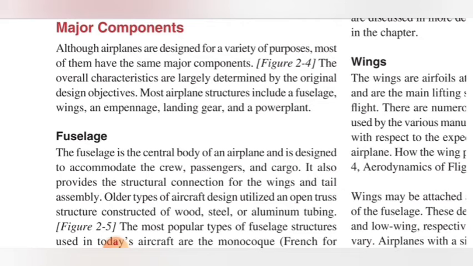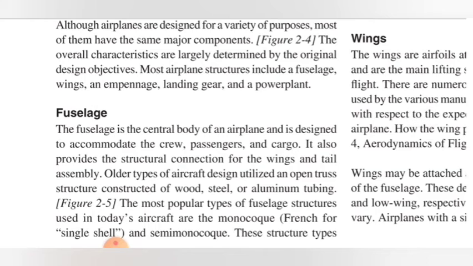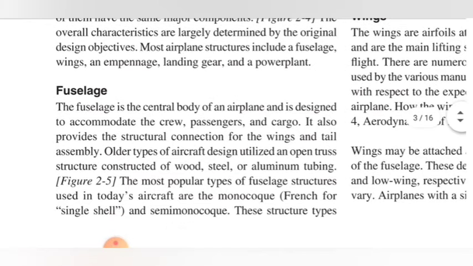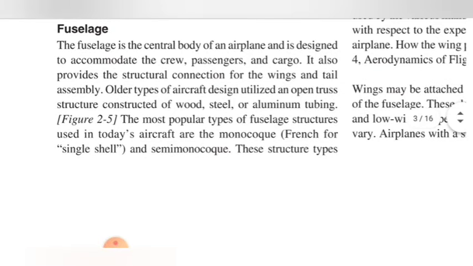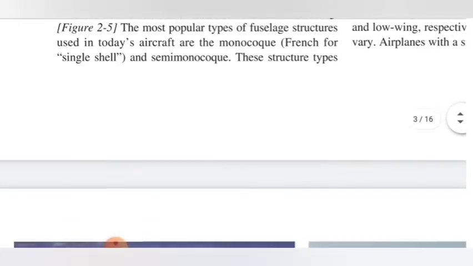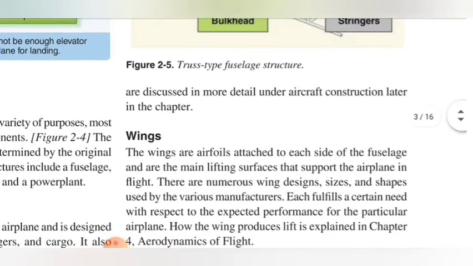According to the Federal Aviation Administration's definitions, the fuselage is the central body of an aeroplane and is designed to accommodate the crew, passengers, and cargo. It also provides the structural connection for the wings and tail assembly. Older types of aircraft design utilized an open truss structure constructed of wood, steel, or aluminum tubing. The most popular types of fuselage structure used in today's aircraft are the monocoque, French for single shell, and semi-monocoque. These structural types are discussed in more detail under aircraft construction later in the chapter.